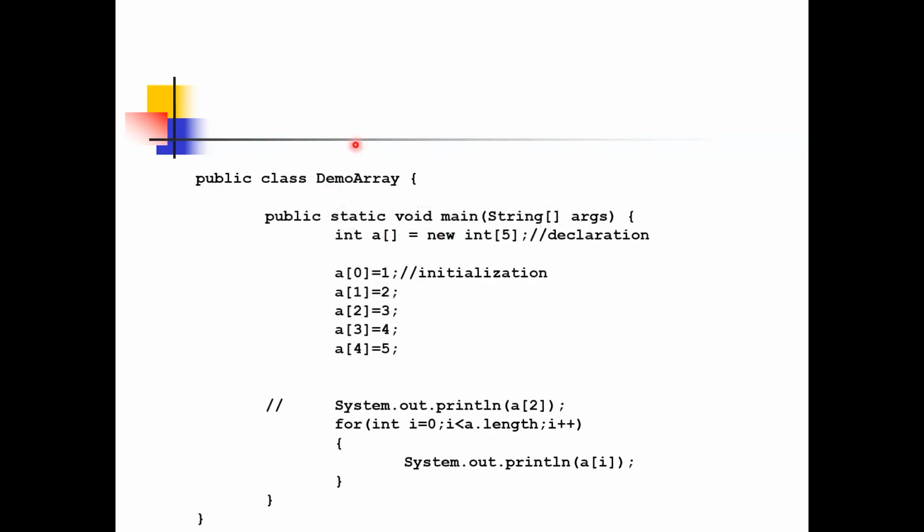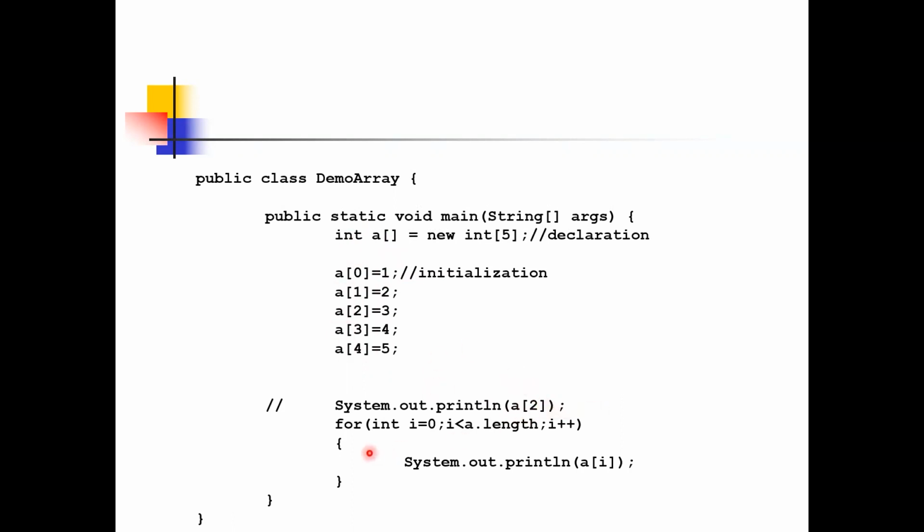This is a demo with an array. So here int array equals new int, and the size is 5. Now next you can enter the values a of 0, a of 1, a of 2, a of 3, a of 4. Size is 5, so it will take values from 0 to 4 because it is index based. And if you want to print the value of a0, then mention here a of 0. For a1 mention a1, 2, 3, 4, like that.